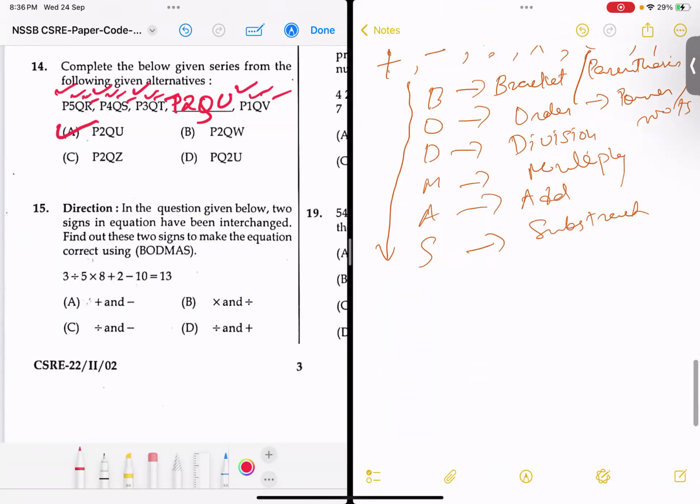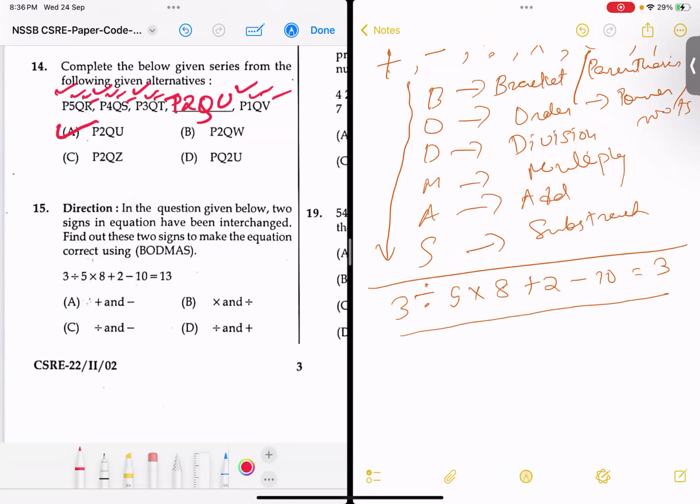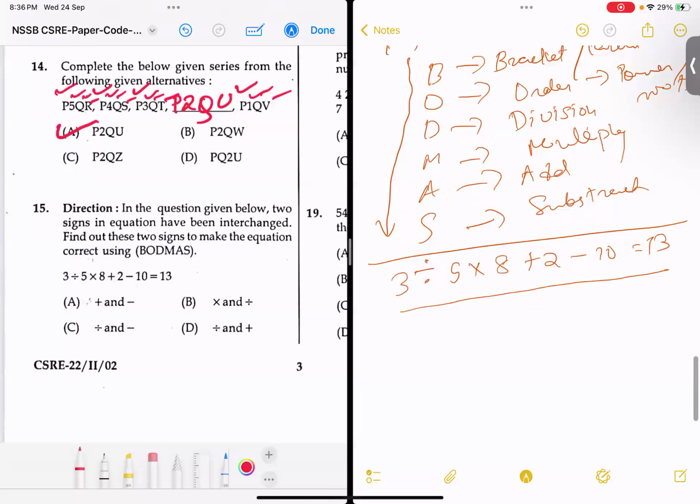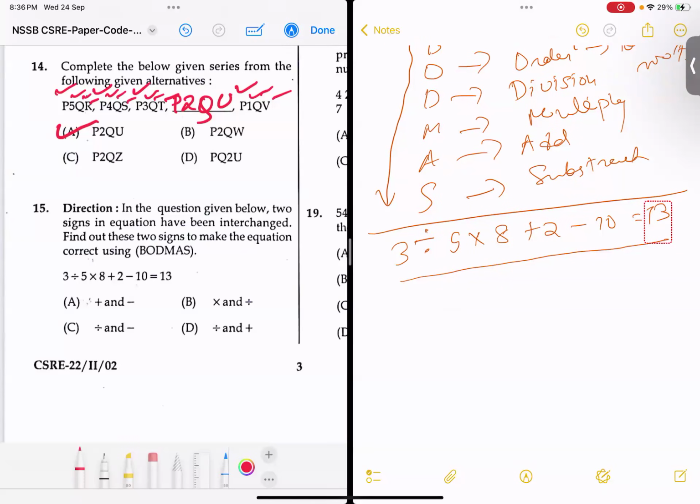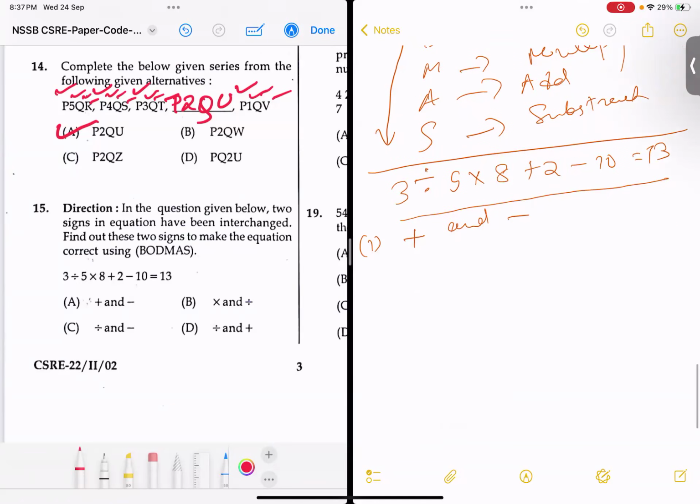Now here the question given is 3 divided by 5 into 8 plus 2 minus 10 is equal to 13, okay? Now, if you try to solve this question, you will see that it is not correct, right? Now they're asking us to change two signs, to replace two signs, interchange. The first one is, now here we have plus and minus, okay? So the plus should be changed into minus and minus should be changed into plus, okay? Let's try it. So it will be 3 divided by 5 into 8, plus will become minus, right?